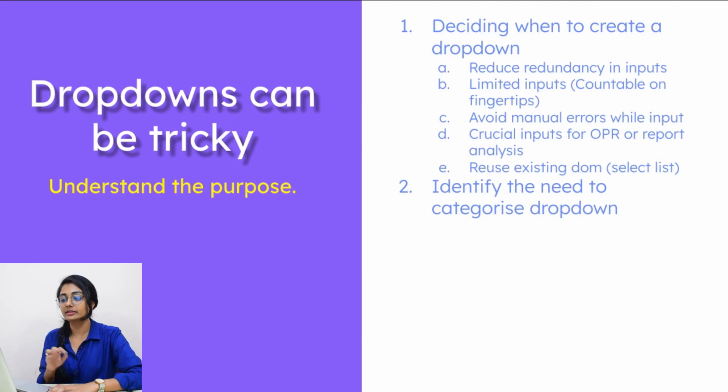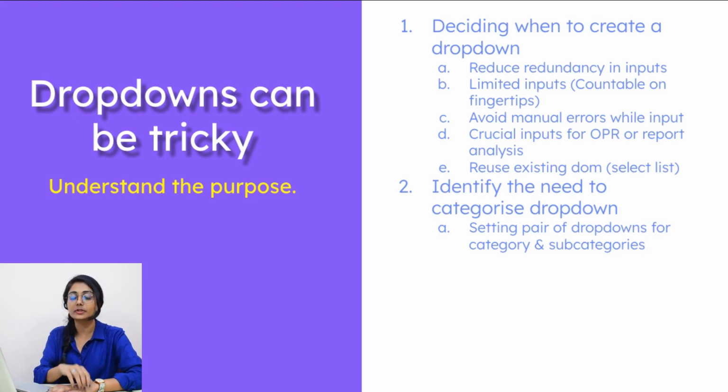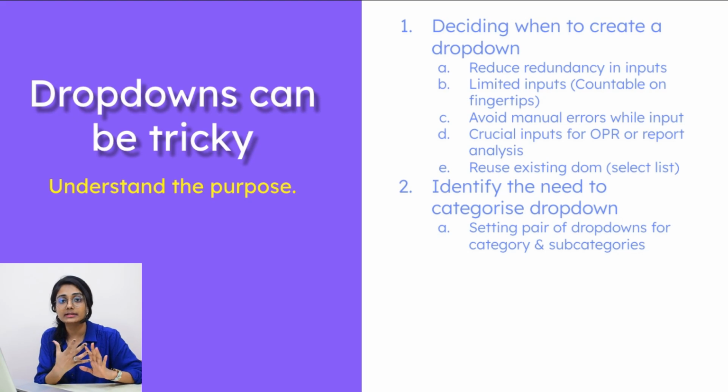Second thing while deciding the drop down is to identify the need to categorize the drop down. The first point in this is to set up the pairing of that drop down for categories and subcategories. If we have any such input where my inputs are categorizable, but that categorization is too long, what can we do in that case? We can decide which are the major categories out of these, and then according to these categories, we can provide subgroupings for each category. For example, let's say I have some products. Total number of products are around 50 to 55.